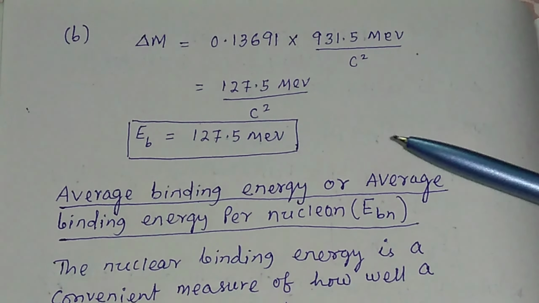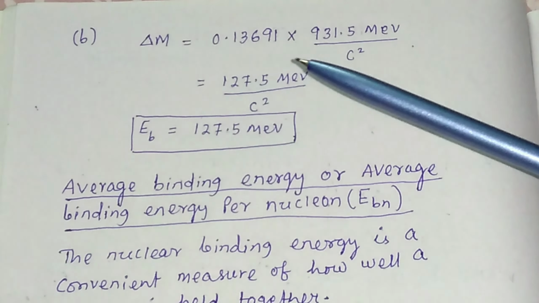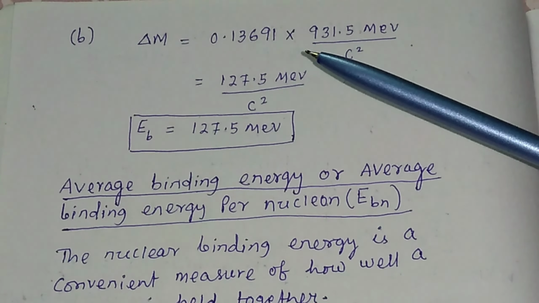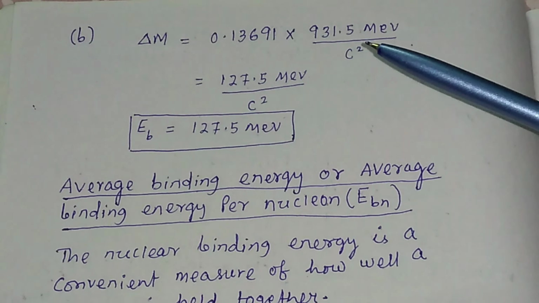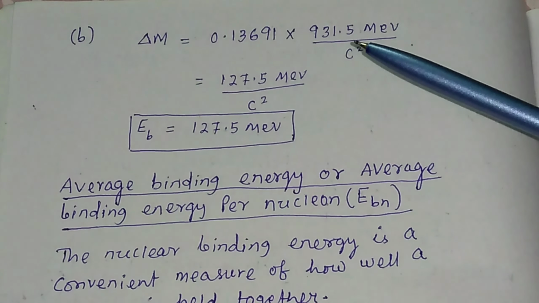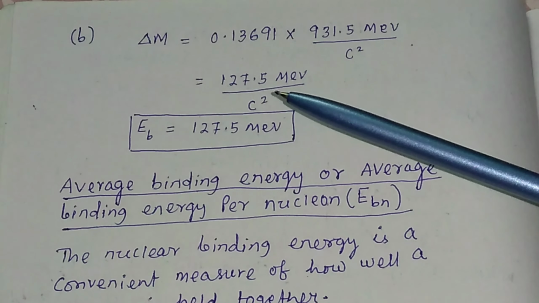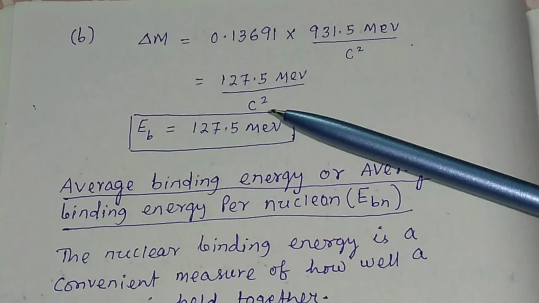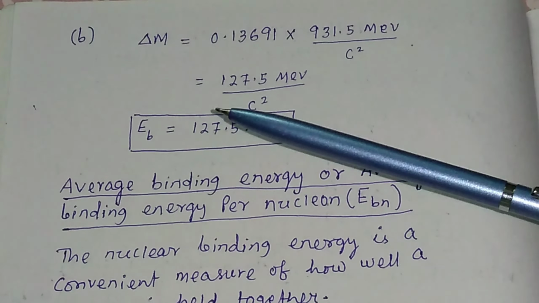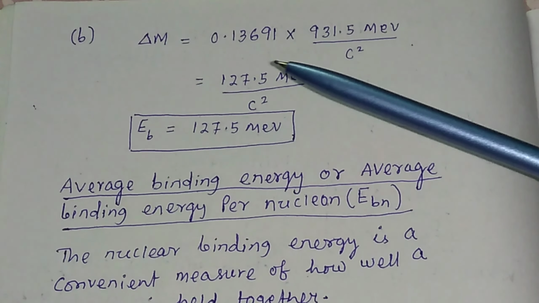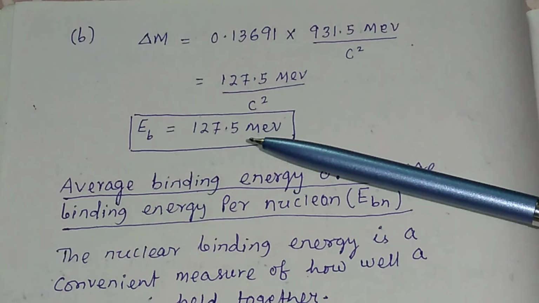The mass defect for the oxygen isotope is given as 0.13691 U, that is AMU, atomic mass unit, and 1 atomic mass unit we have found out is equal to 931.5 MeV divided by c square. So this will be equal to 127.5 MeV divided by c square. And then what will be the binding energy? Binding energy will be equal to delta M into c square. So if you multiply c square here, the binding energy will be equal to 127.5 MeV.